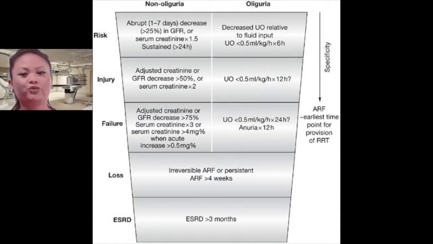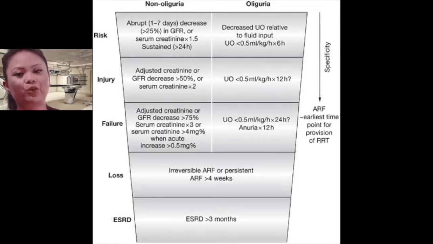RIFLE Class R, or risk of renal dysfunction, indicates a reduction of GFR of 25%. This is reflected clinically by a rise in serum creatinine of 50% of baseline or urine output of less than 0.5 ml per kilogram for 6 hours. RIFLE Class I, or injury to the kidney, indicates a GFR decrease of 50%. It is reflected by a rise in serum creatinine to double the baseline value or urine output of less than 0.5 ml per kilogram per hour for 12 hours.